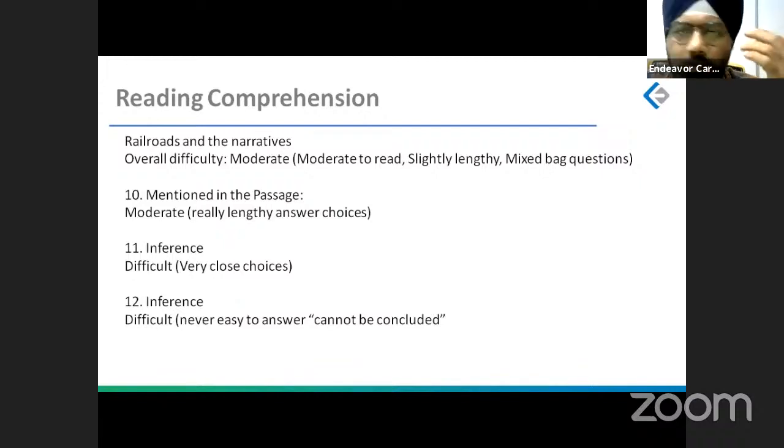Inference question, difficult. Very, very close choices. Another inference question, a trap that some people still face. I don't think it's a trap, but yes, people tell me, sir, wo cannot be concluded. There we get very, very confused.